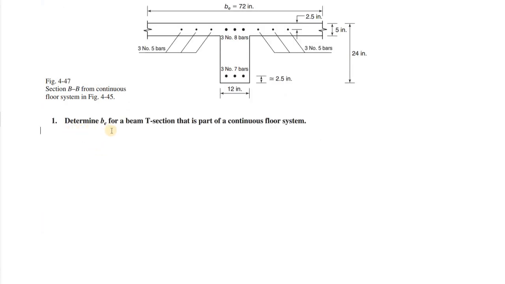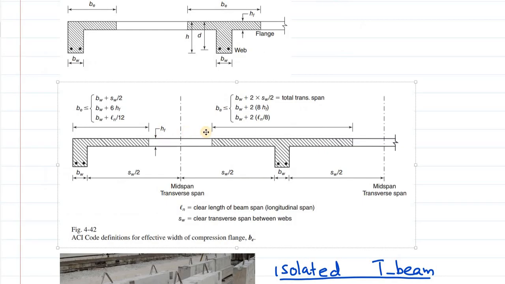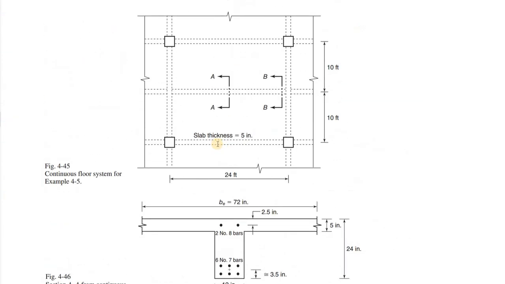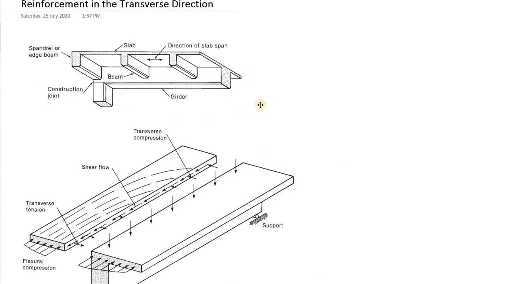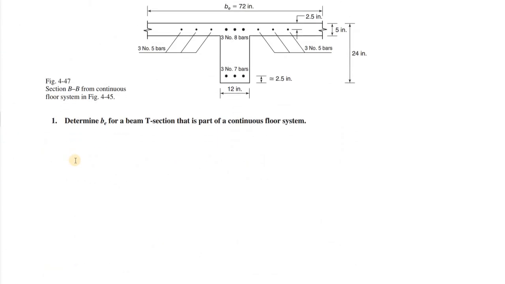So the first part of the problem is to determine BE for a T beam section that is part of a continuous floor system. We have discussed that the effective flange width BE is given by the least value out of these three for an interior beam, for a T beam. This is our case. This other one is only for an edge beam, and this is for the interior beam. We are discussing this beam, which is of course an interior beam, so these equations apply.